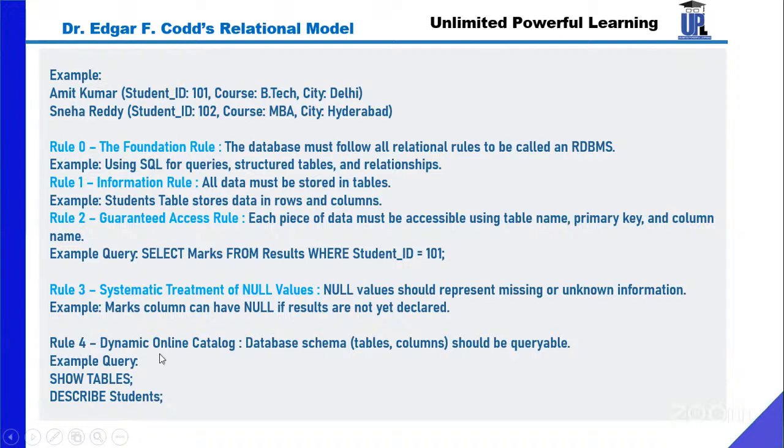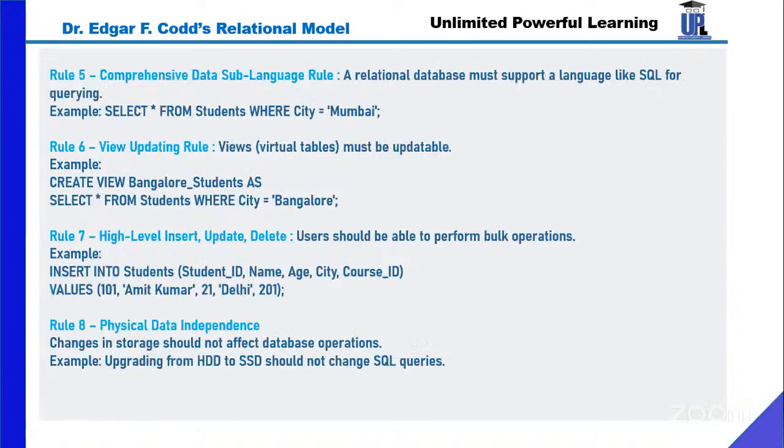Similarly, rule 4 is the dynamic online catalog. That means we can dynamically query the table and access the database. That kind of facility should be available as well. Similarly, the comprehensive data sublanguage rule. For example, the system must support a language like SQL for querying. So there should be a language to access or retrieve the data. Whatever query we write, some language rule should be there. That is what we are talking about here.